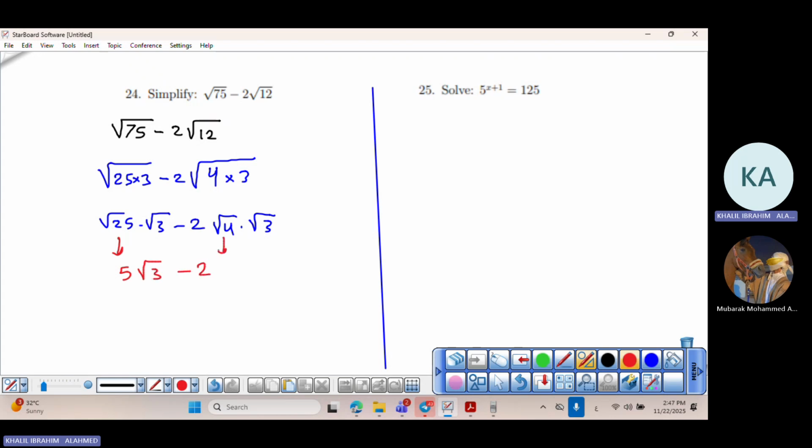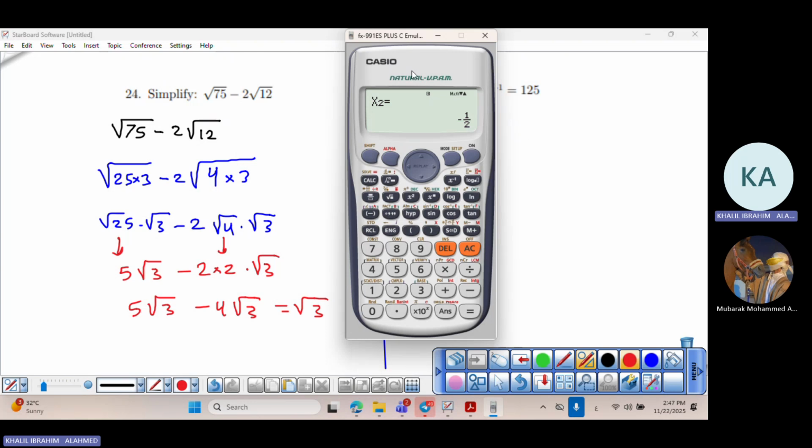5 radical 3, 2 times 2 is 4, minus 4 radical 3. 5 minus 4 is 1. The answer is 1 radical 3, that's it. You can use a calculator also to find this.